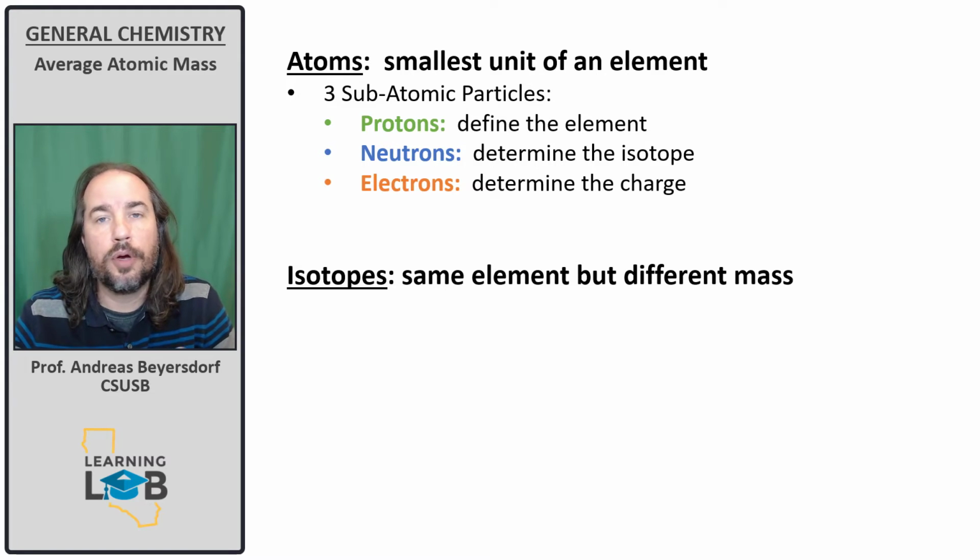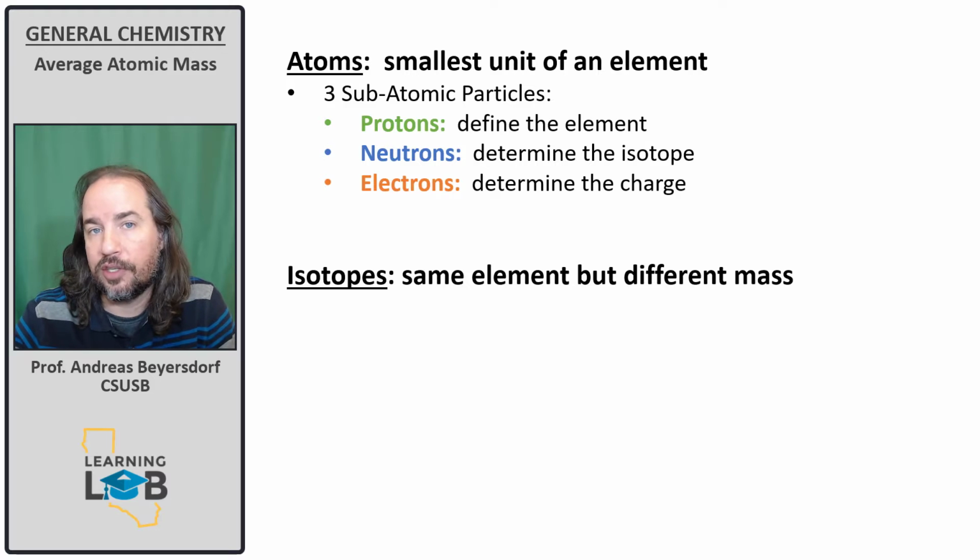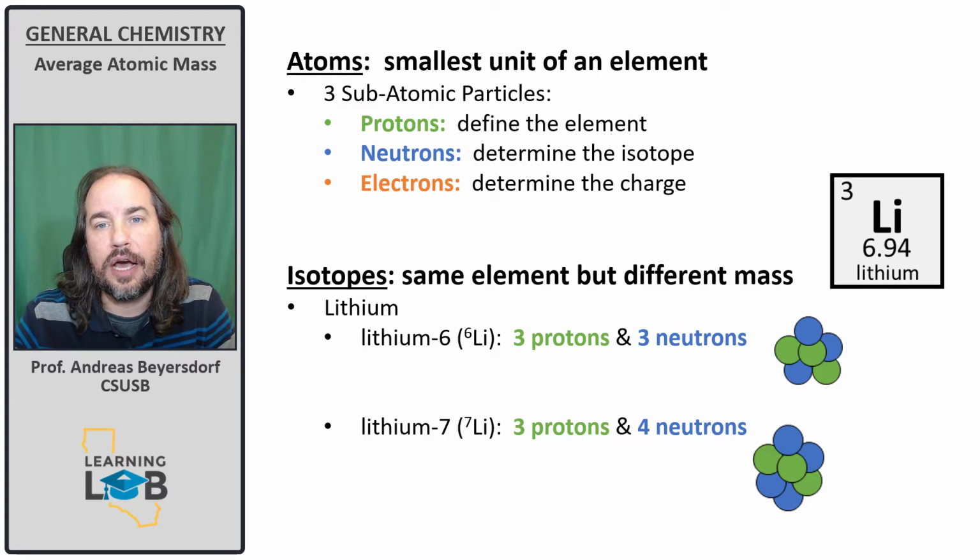Atoms are composed of protons, neutrons, and electrons. Now, the number of protons in an atom determines what element it is. But we can have the same element, but with different masses. These are called isotopes, and these are determined by the number of neutrons in the atom. For instance, lithium has two different isotopes, lithium-6 and lithium-7.